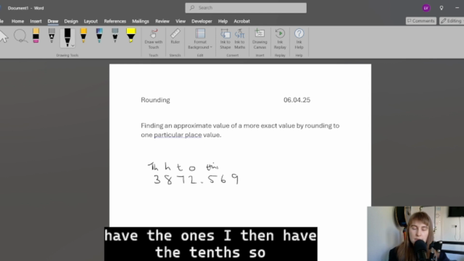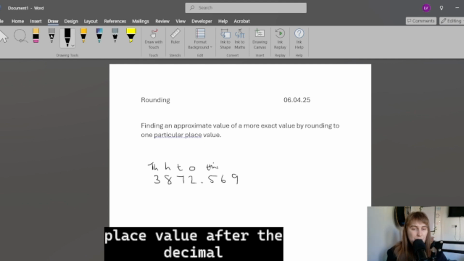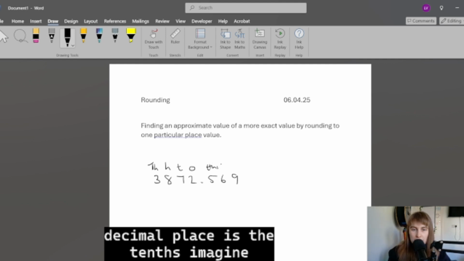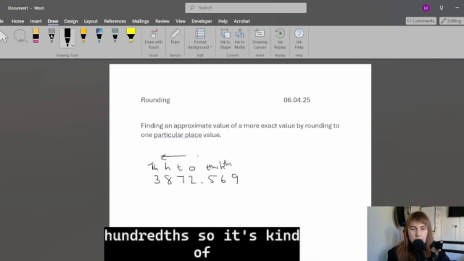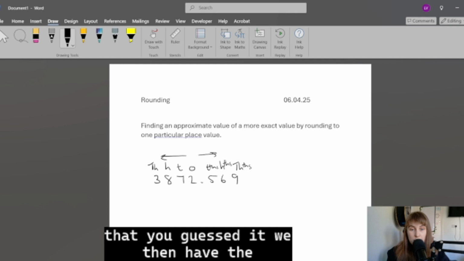So the first place value after the decimal place is the tenths. Imagine it like a fraction. Then we have the hundredths. So it's kind of this in reverse. So that, you guessed it, we then have the thousandths.